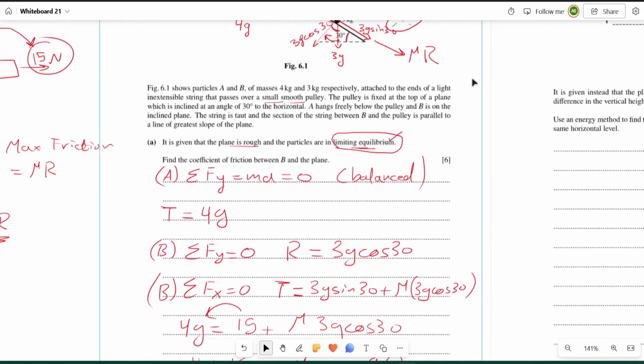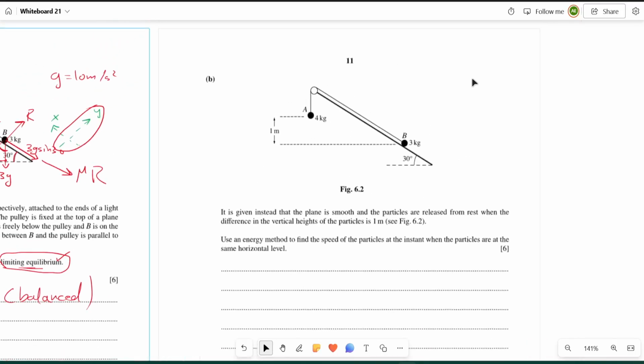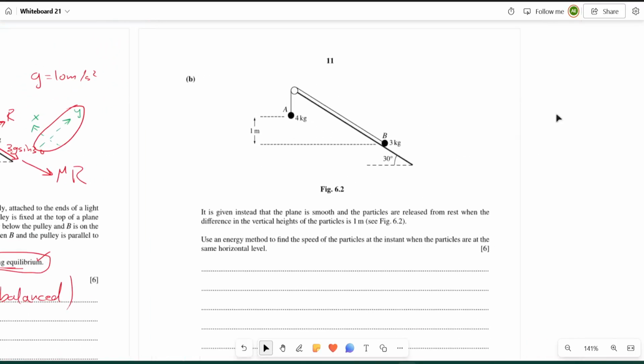Okay? Now, the harder part is part B, which is a very, very interesting idea that's very useful for you to understand. This question tells you it's given instead that the plane is smooth. So the plane is now smooth. So do we have friction or not? We don't have friction, right? And the particles are released from rest when the difference in the vertical heights of the particles is 1. So the difference between the vertical heights of those two particles is 1 meter.